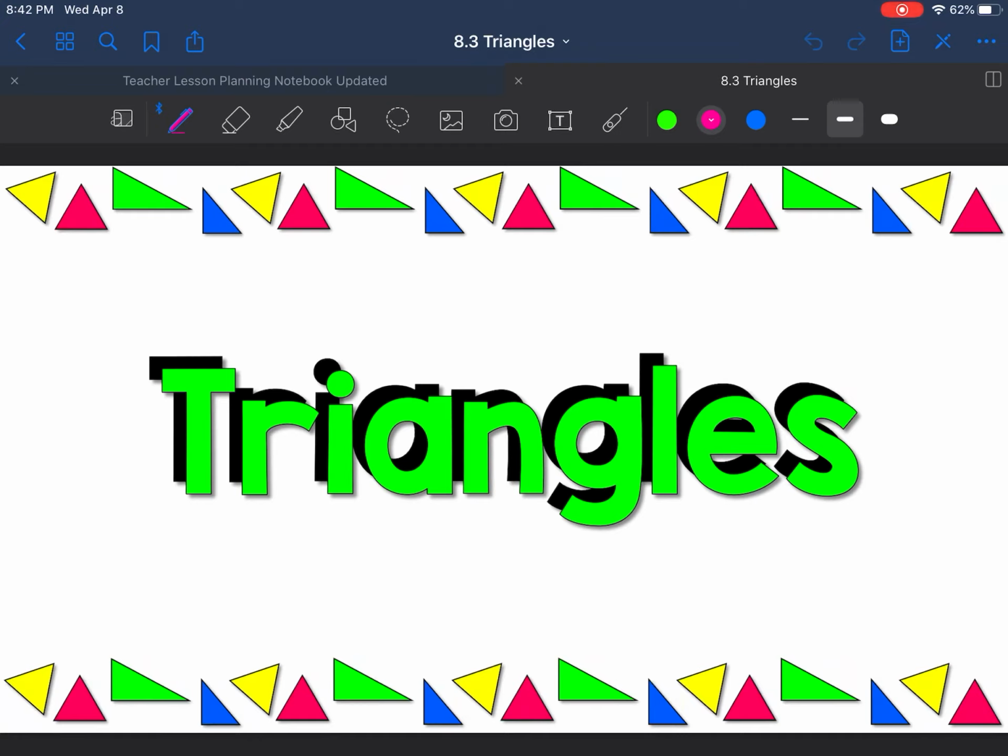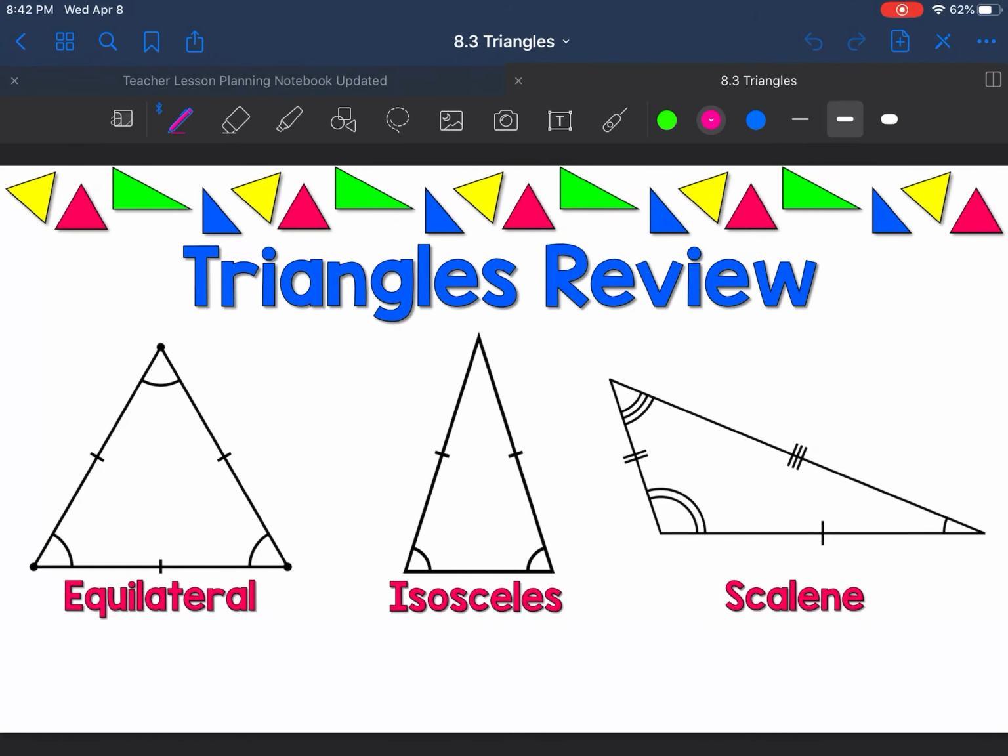We're going to go ahead and move on to section 3 of topic 8, triangles. Let's go ahead and do a little review over triangles. So the first triangle I have here is an equilateral triangle. And what that means is that all three sides, here, here, and here, are all equal.